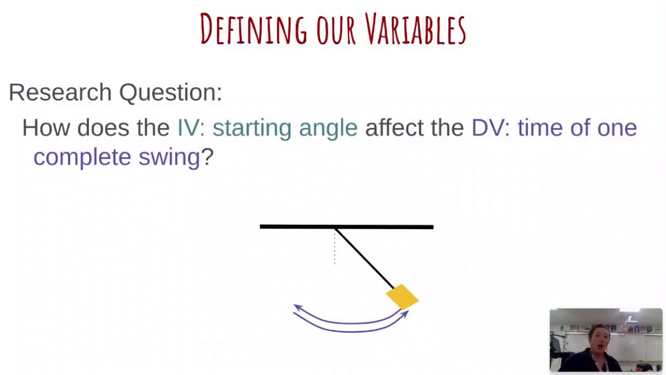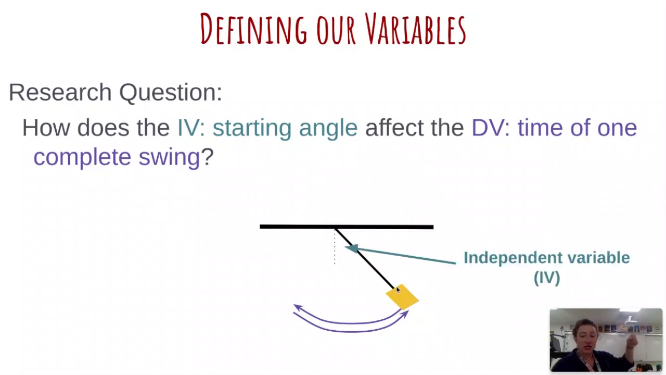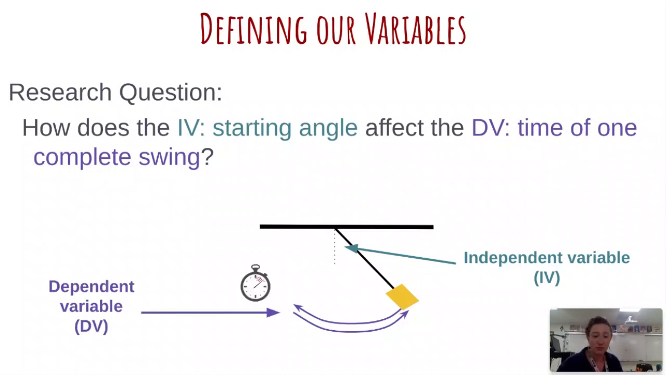Okay, so what we're going to be doing is changing one thing and measuring something else. And in this one, I'll just give it to you. Our independent variable, what we're changing, is the starting angle. So I will be changing the angle at which I'm releasing the pendulum, and then we are measuring the time that it takes for it to complete one full swing there and back. In science, we call that time of one swing the period of the pendulum. Doesn't matter though, we'll just call it the time of one swing. So that's our dependent variable. We'll be using timers for that.